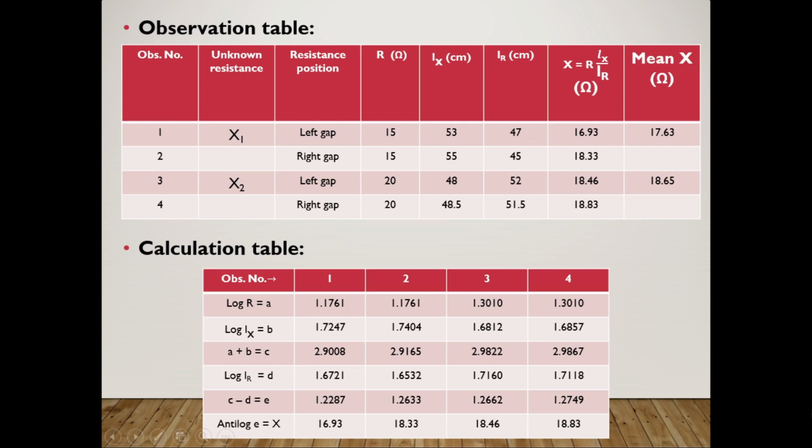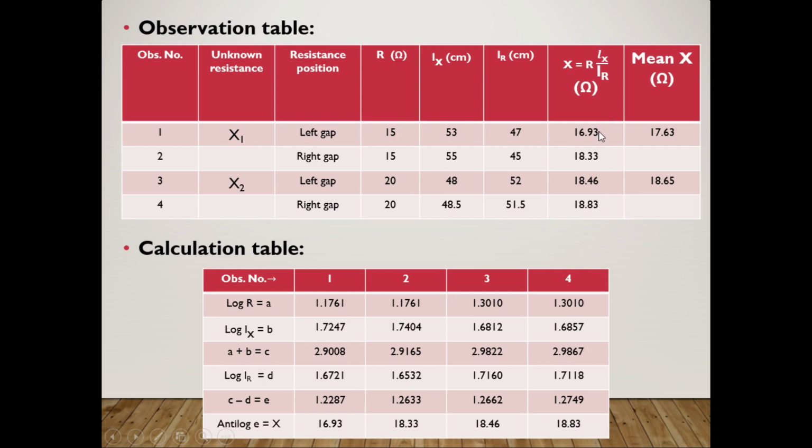Here we have to write the antilog of this row. So antilog of 1.2287 is 16.93. For the second observation we get 18.33. For the third observation we get 18.46, and for the fourth observation we get 18.83. Now write all these values in the column of X.